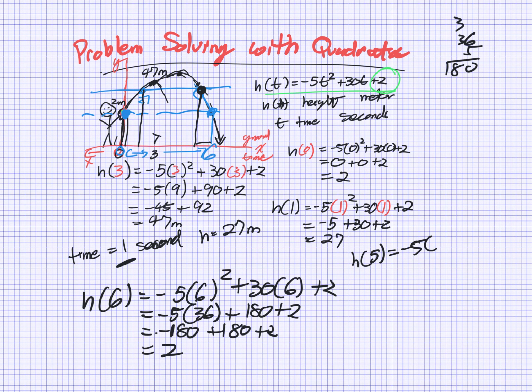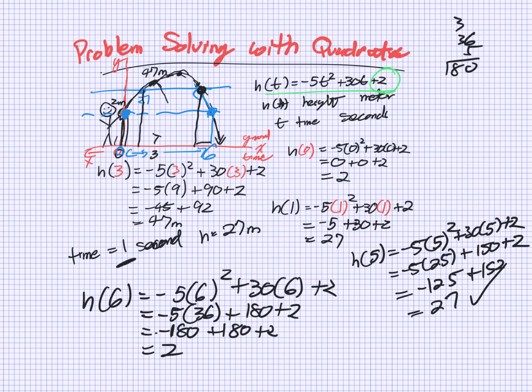Negative 5. And we'll learn methods to get to this much more efficiently. Negative 5 times 25 plus 30 times 5 is 150 plus 2. That didn't work out. Oh yeah, it's 27. Sorry, I was thinking we had to get to 0. Negative 125 plus 152 equals 27. There we go, checks out. So at 1 second and at 5 seconds are both of our answers.